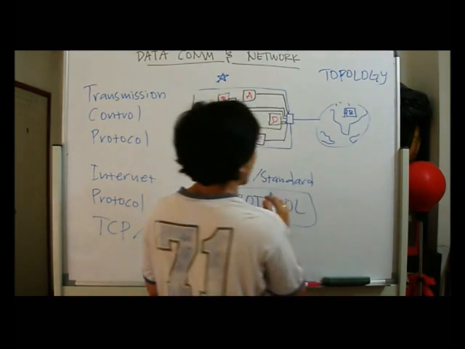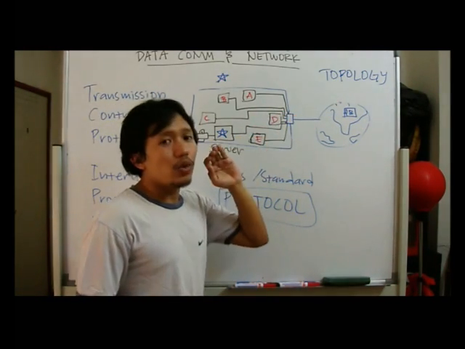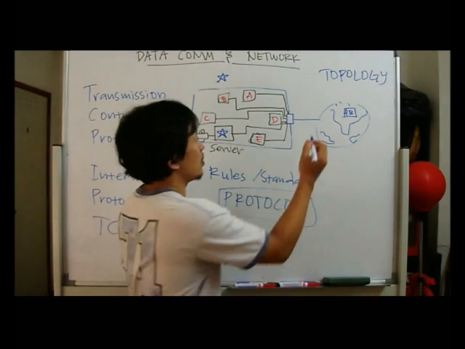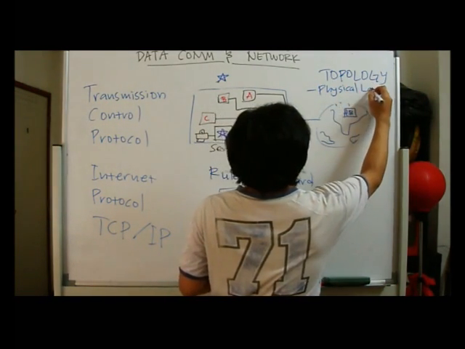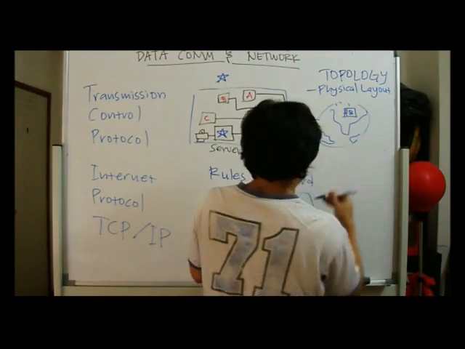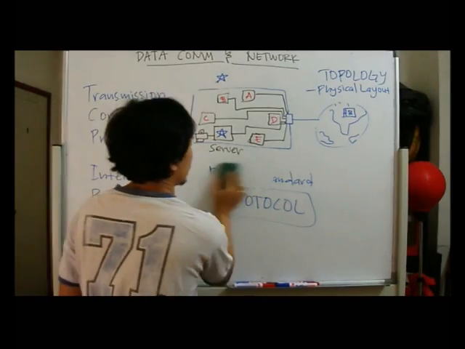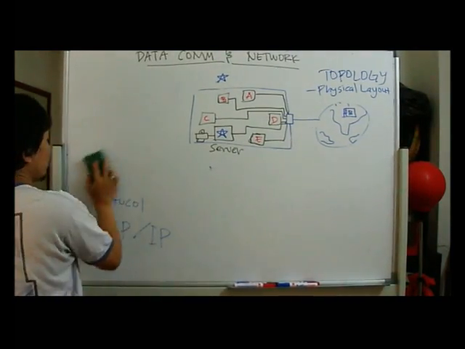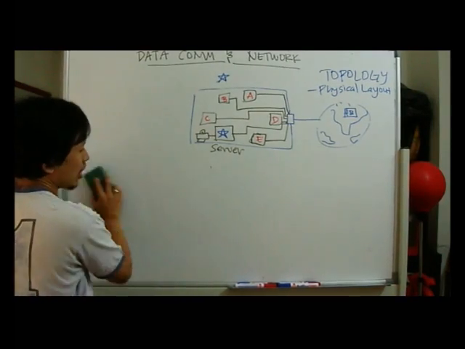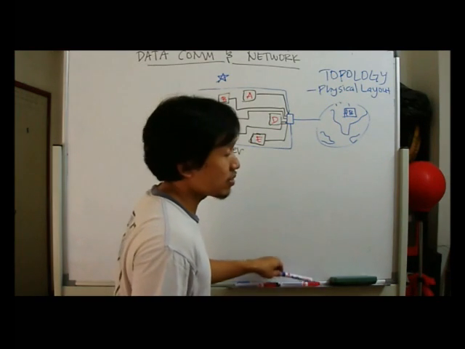Aside from protocol, which is actually supposed to come later, we also have topology, which is the physical layout of cables. Forget about protocol first, or rather, now that you have TCP/IP in your mind, we'll learn about the physical layout of cables. There are three types of physical layout.